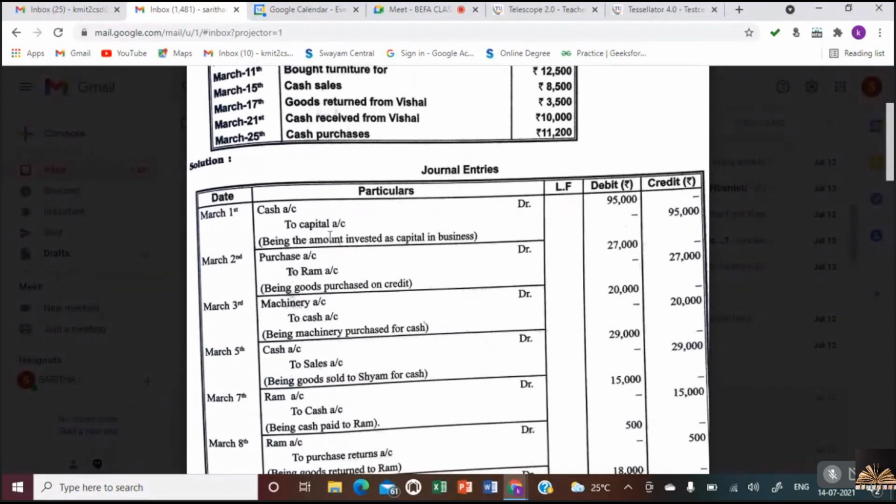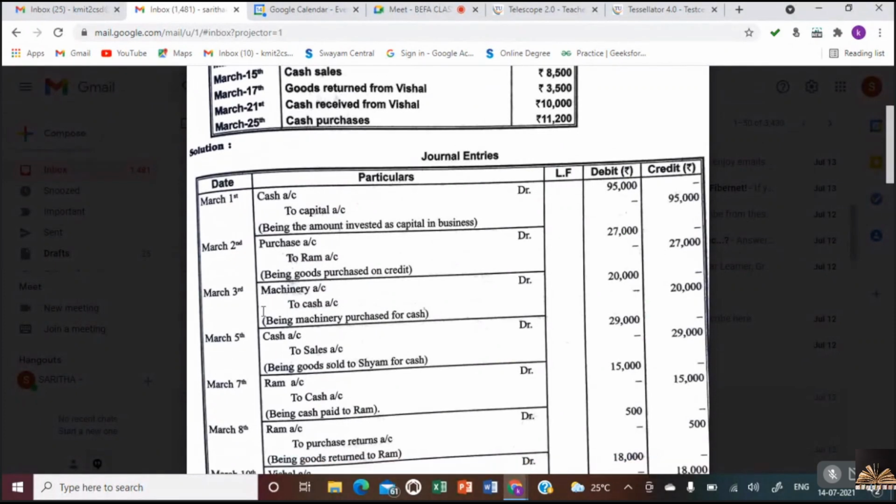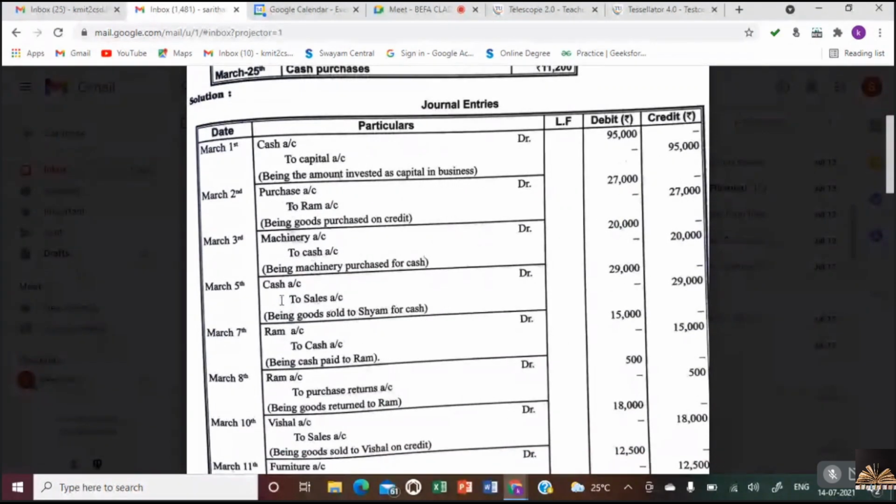Are you all seeing the screen? The first one is the cash account, because we came across cash. The second one is the capital account. The third one is the purchases account. The fourth one is the Ram account. The fifth one is the machinery account. Then cash we have already opened; here also cash we have already opened. Then the sixth one is the sales account.